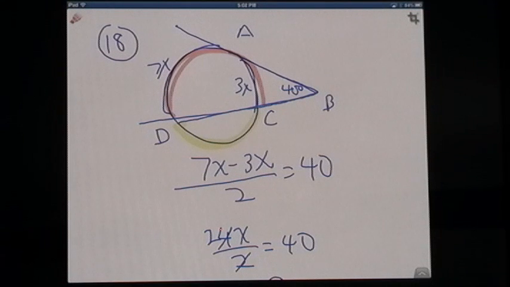10 times 40. Oh, I'm sorry. 10 times 20. Sorry. 200. I don't know why I was saying 40. So that's 200. And if this one is 200, then the rest of this has to be 160 because the whole circle is 360. So the measure of arc CD is 160.